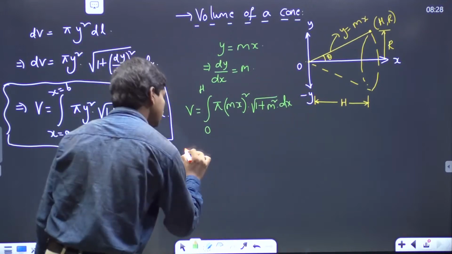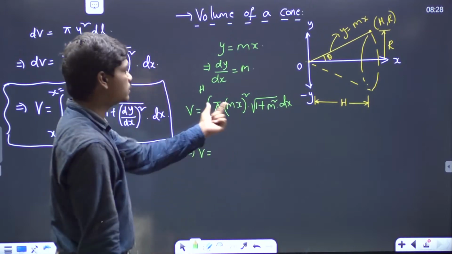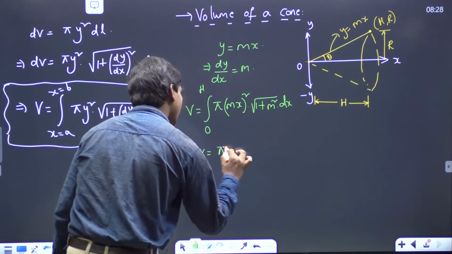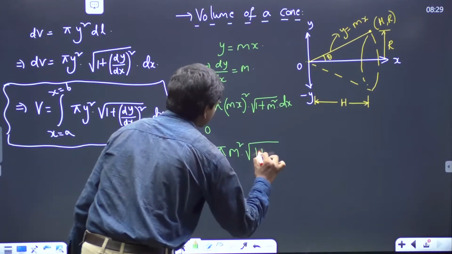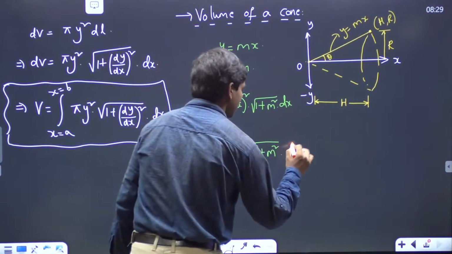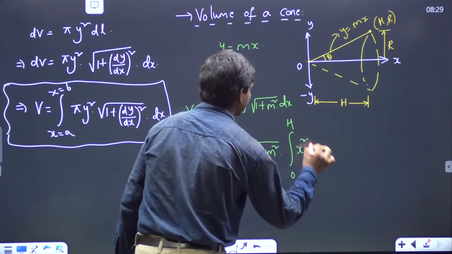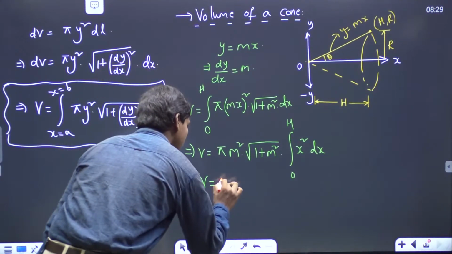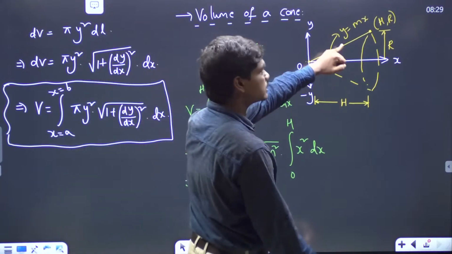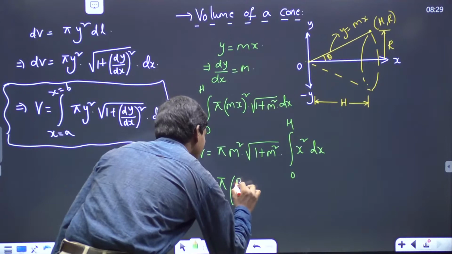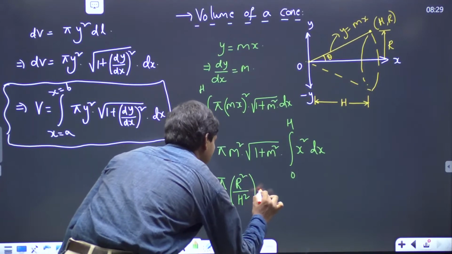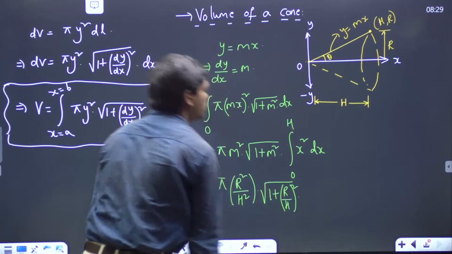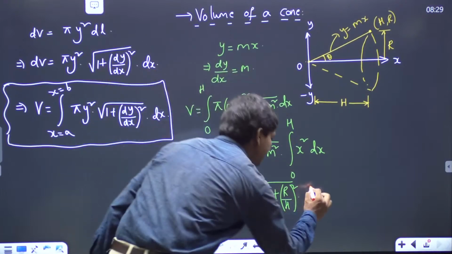Now let us try to calculate this integration. V is equal to... now what are the constants here? Pi is a constant, m is a constant, and root of 1 plus m square is also a constant. So I am bringing all the constants out: pi m square into root of 1 plus m square into integral 0 to h of x square dx. Now this implies V is equal to pi into, what is the value of m? Again tan theta, if you consider from this triangle, r by h. So r square by h square into root of 1 plus (r by h) whole square into the integration of x square dx within the limits 0 to h, which is h cubed by 3.